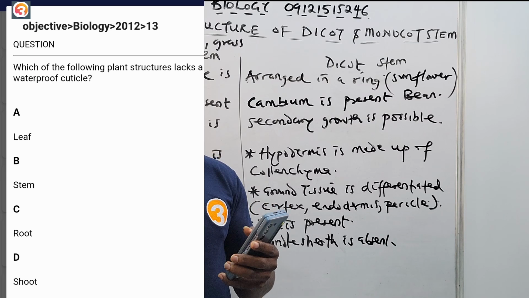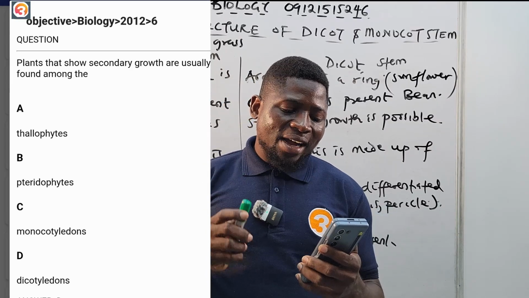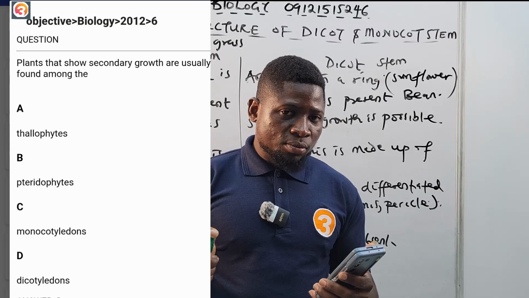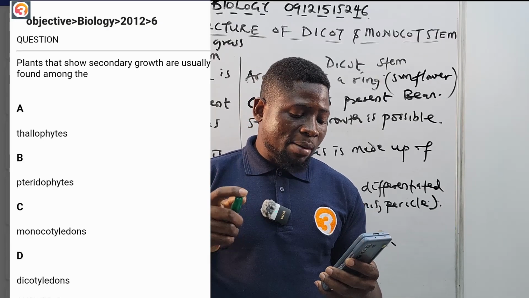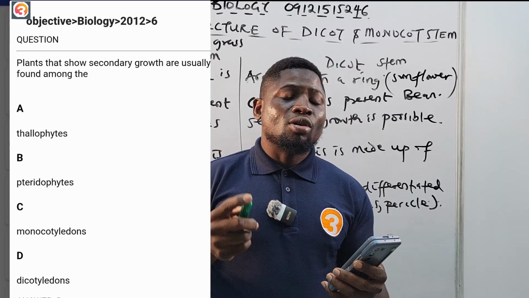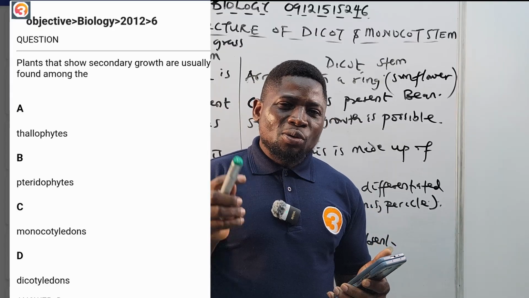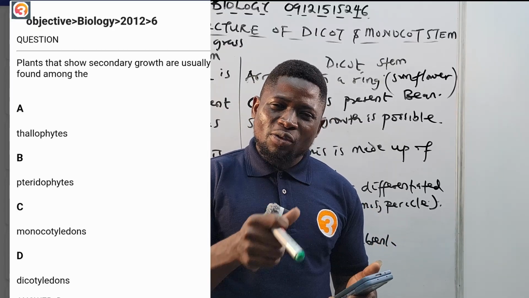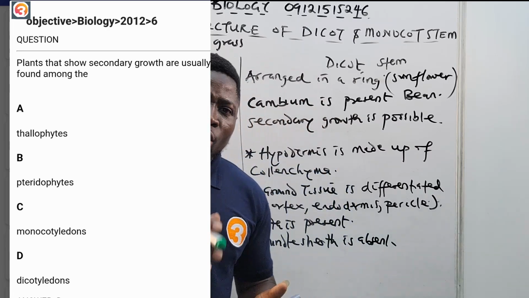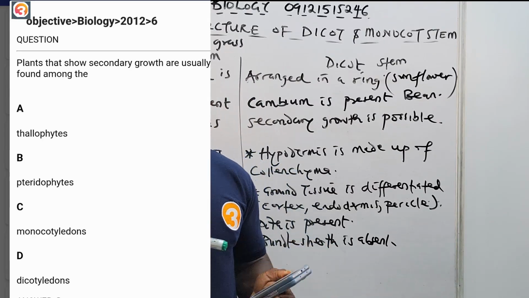2012, number 6. Plants that show secondary growth are usually found among the: A says thallophyte, B says pteridophyte, C says monocotyledons, D says dicotyledons. Okay, secondary growth arises as a result of the presence of cambium. It's cambium that causes the secondary growth. So where is it present? Is it in a dicot or in the monocot? Give me the answer in the comment section.